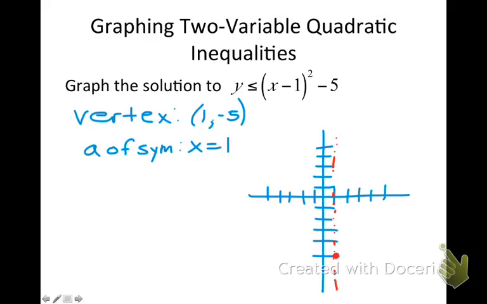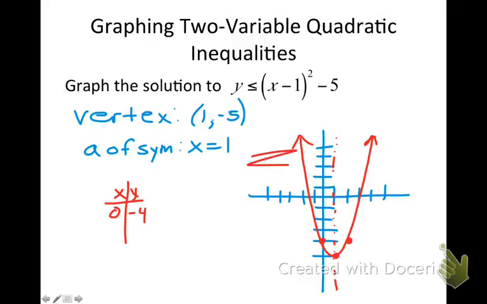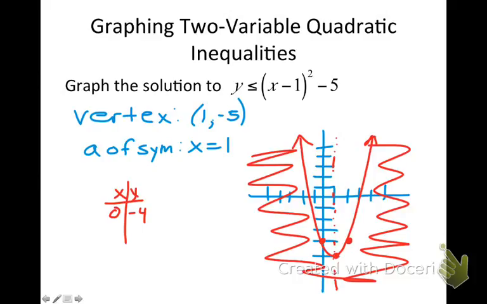Okay, let's find another point. 0 is a good one. We plug in 0 into the original equation. 0 minus 1 is -1. -1 squared is 1. 1 minus 5 is -4. So let's plot that. Reflect it over. Solid or dotted? Solid. Since I want my y less than, where are we going to shade? Outside. Good. There it be.